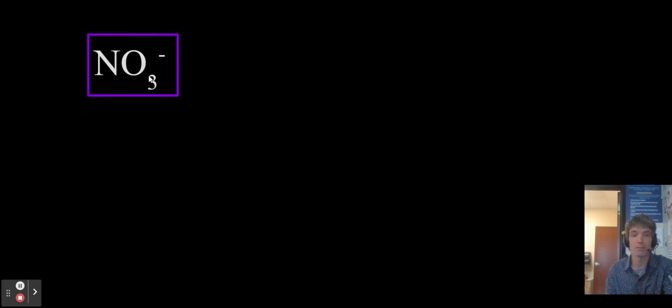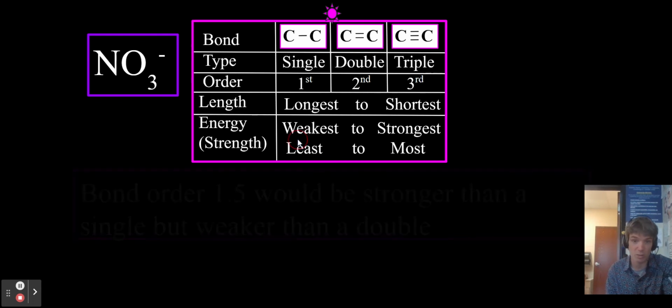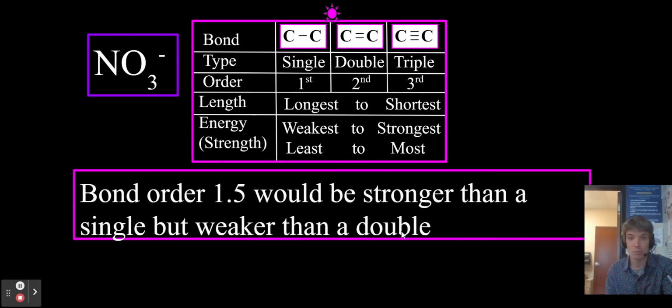Now, what this means in terms of NO3, this is the chart from before. Since its bond order is 1 and a third, it's more towards the single. You would expect it to be shorter than a single bond, but not as short as a double bond, and not as strong as a double bond, but stronger than a single bond. All right. And that's just what I said just now.